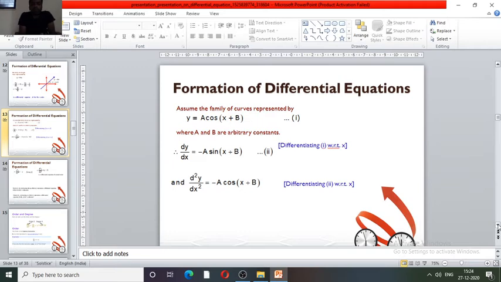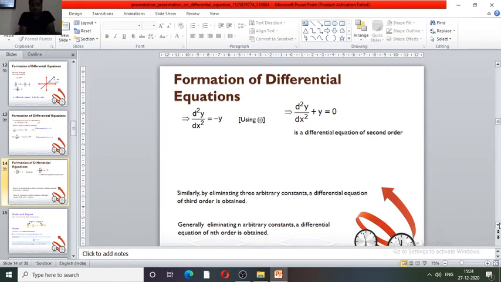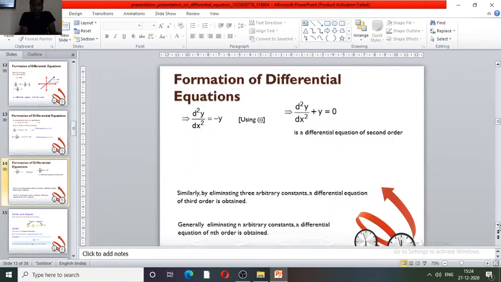Now here there are two arbitrary constants, so first we differentiate with respect to x, so we get dy by dx is equal to minus a sin(x plus b), since the derivative of cos(x plus b) is minus sin(x plus b). Now in the next step we again differentiate with respect to x, so we get d2y by dx square is equal to minus a cos(x plus b).